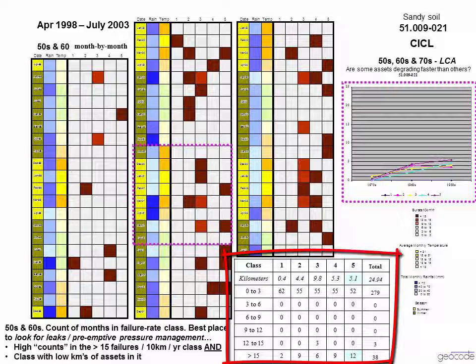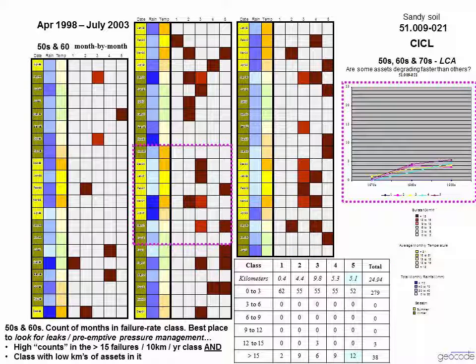This table here is a historic summary of the three columns. It's a simple count of the number of months that each VDSE has hosted very high failure rates and forms the basis for a retrospective leak detection strategy. In other words, a terrain unit hosting many months of high failure rates is probably more likely to have leaking assets than a terrain unit that has hosted only a few months of high failure rates.